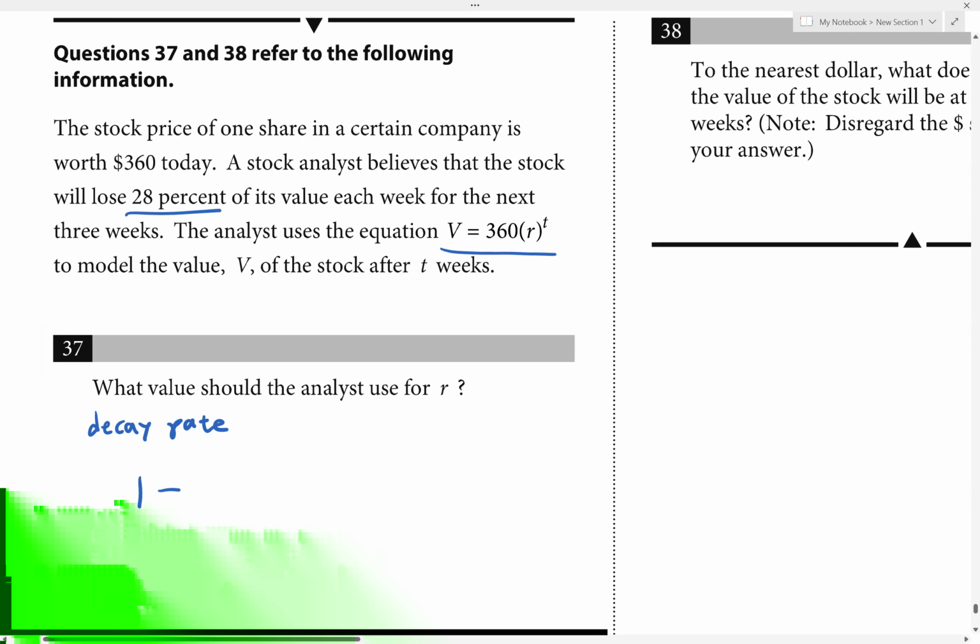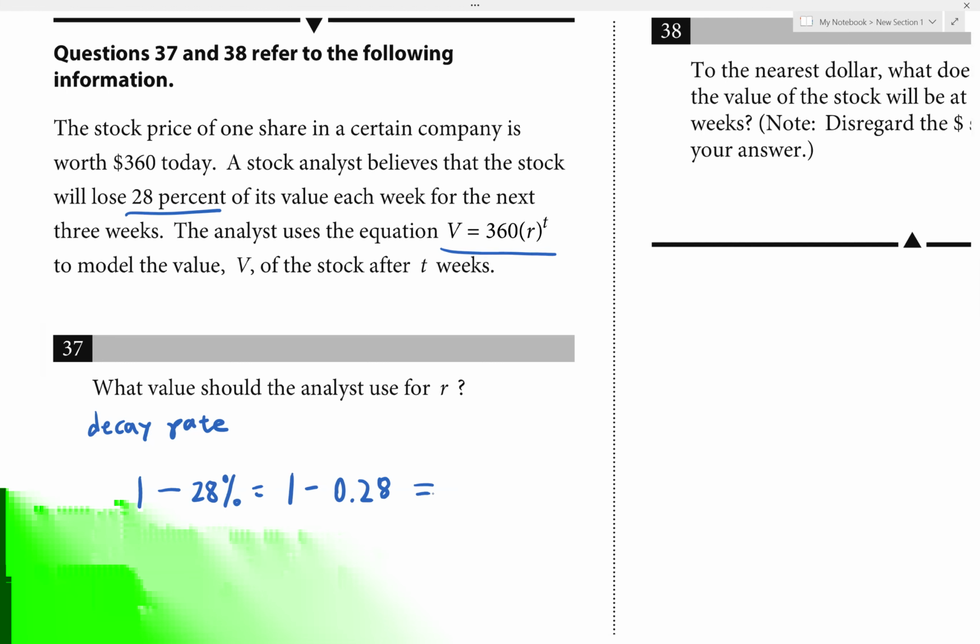So it's a 28% decrease. We do 1 minus 28%, which is the same as 1 minus 0.28. As a decimal, 28% is 0.28. Okay, so we subtract from 1. So 1 represents the whole thing, the original amount, right? The original total is 1. And then we're losing 28%. So it's like we're doing 100% minus 28%, pretty much.